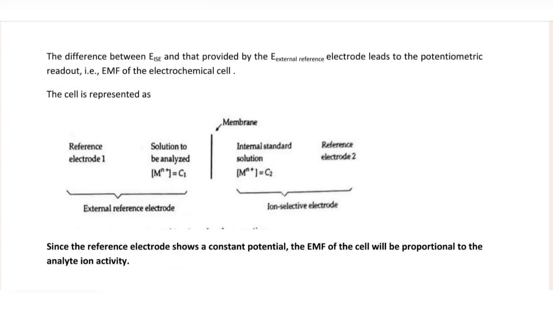Here the reference electrode shows a constant potential. The reference electrode used here may be calomel, saturated calomel, or silver chloride, potassium chloride electrode. It shows a constant potential. So the EMF obtained from the cell will be directly proportional to the analyte ion concentration, or more exactly, the analyte ion activity. This is all about the ion selective electrode.